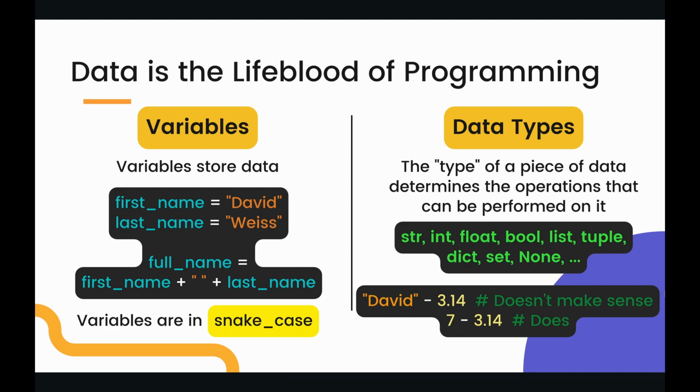So there are a lot of different data types in Python: strings, integers, floats, lists, dictionaries, sets. We're going to cover a lot of those in later episodes. But again, data types are really important because they determine what operations can be performed on them.